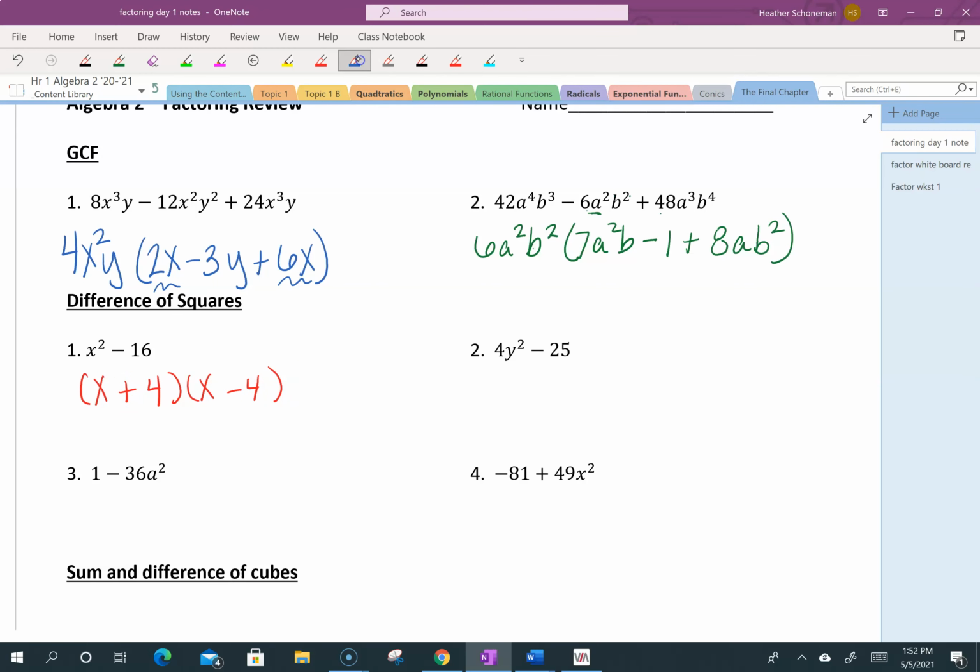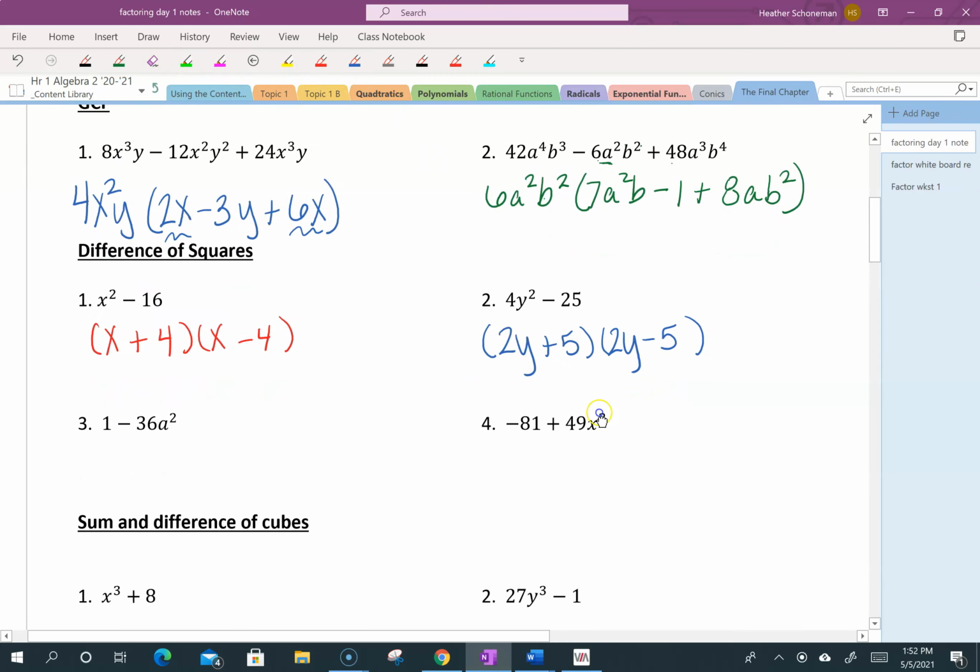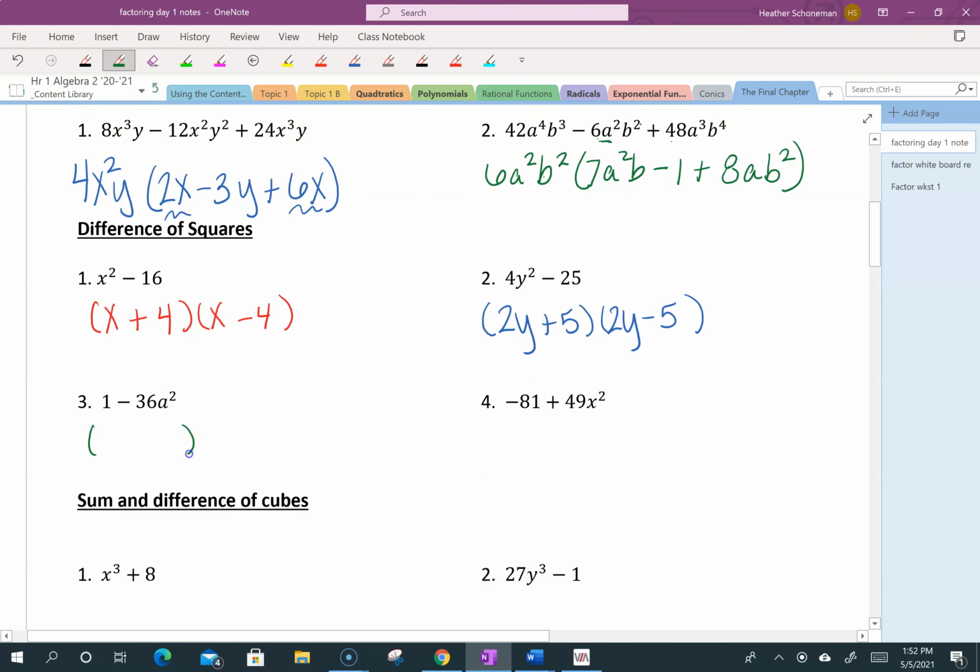Same thing on number 2. So on this one, we're going to take the square root of both of them. So the square root of 4y squared is 2y. The square root of 25 is 5. One's plus, one's minus. We're done. Okay, let's see what happens on number 3. It looks weird, but it still fits our pattern.